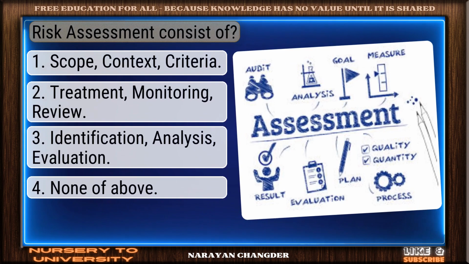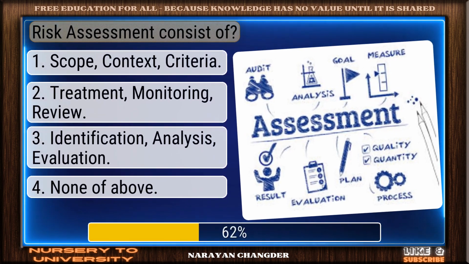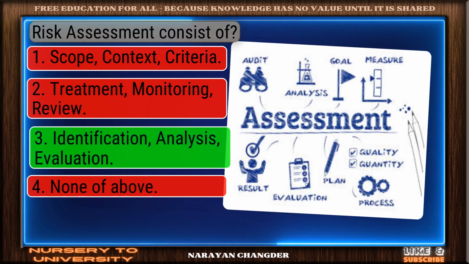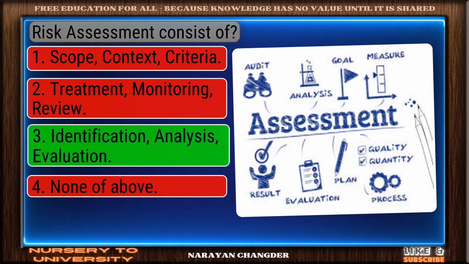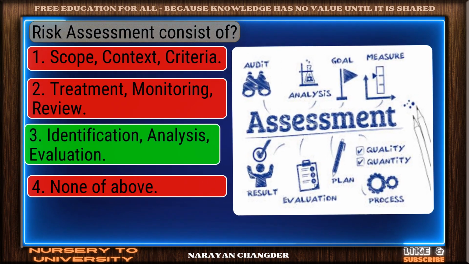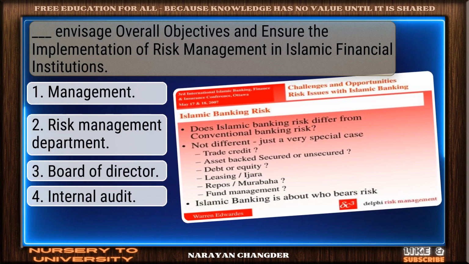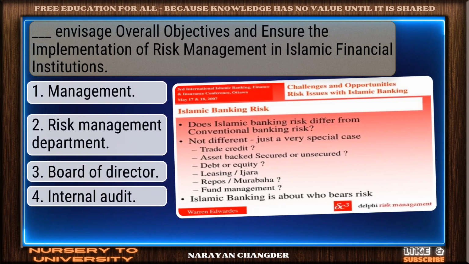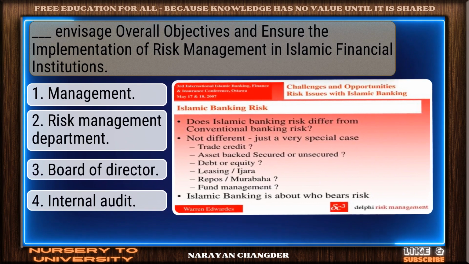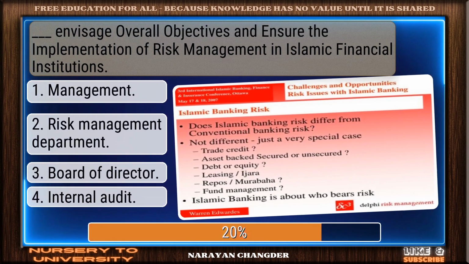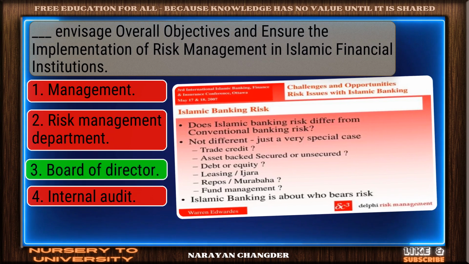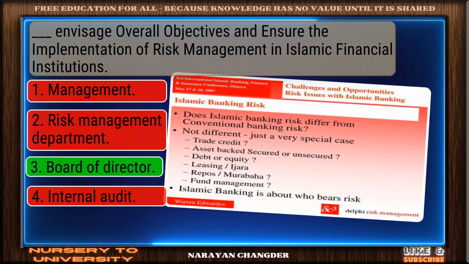Risk assessment consists of... Exactly. Identification, analysis, evaluation makes sense, and it is the right choice. Envisage overall objectives and ensure the implementation of risk management in Islamic financial institutions. You chose board of director, and it is correct.